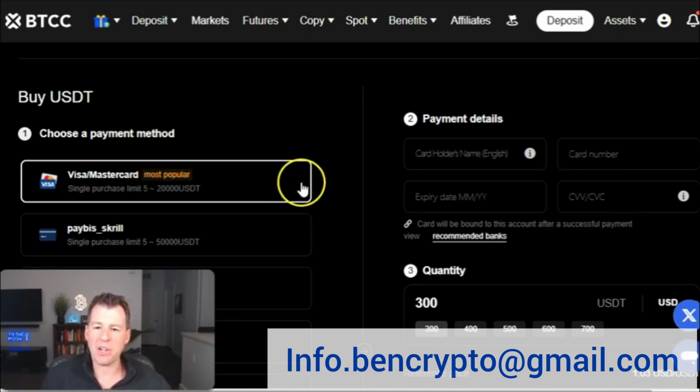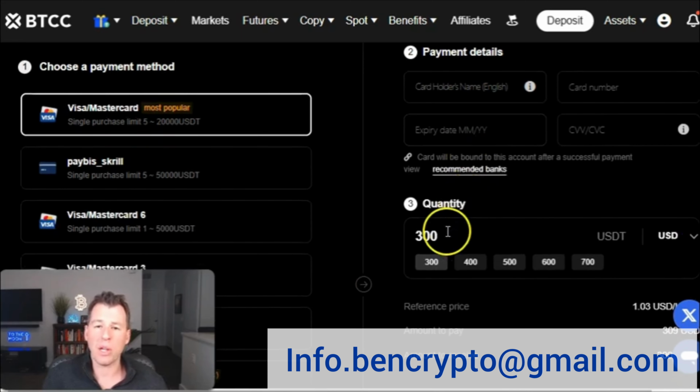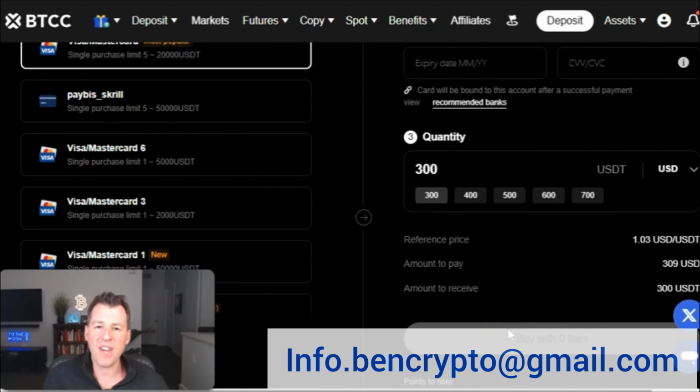So you click on Visa, MasterCard, enter your cardholder name, number, etc., the amount you want to purchase. There is no specific fee on deposits, but it looks like there is a little bit of a spread. Keep that in mind. Click on buy, and then boom, the funds should be instantly into your account. It is the fastest one.